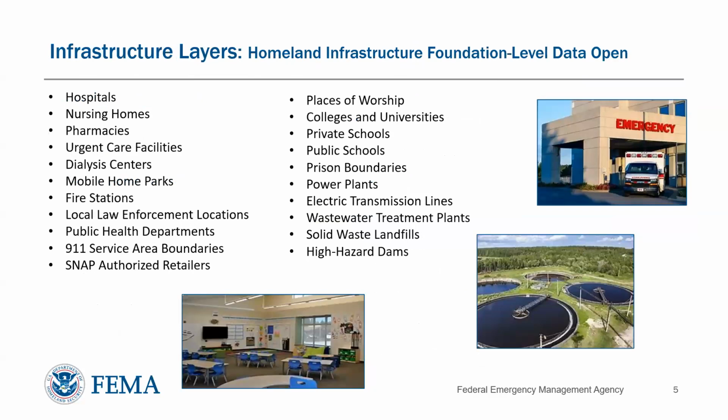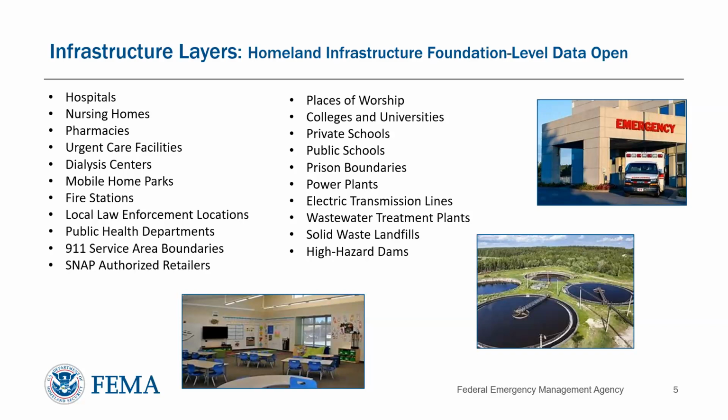In addition to our indicators, we have infrastructure layers. These are pulled from the Homeland Infrastructure Foundation-Level Data set, and these are pulled as REST services. So they're pulled directly from HIFLD, and they're updated automatically when HIFLD updates their layers. You can see some of the important and critical layers in there that we typically talk about, things like hospitals, nursing homes, pharmacies, public schools, mobile home parks, and stuff like that.